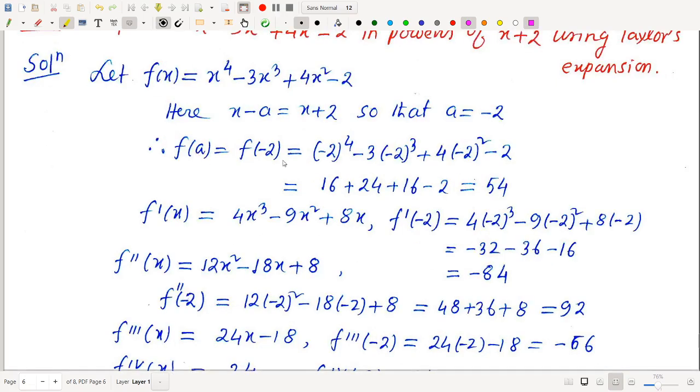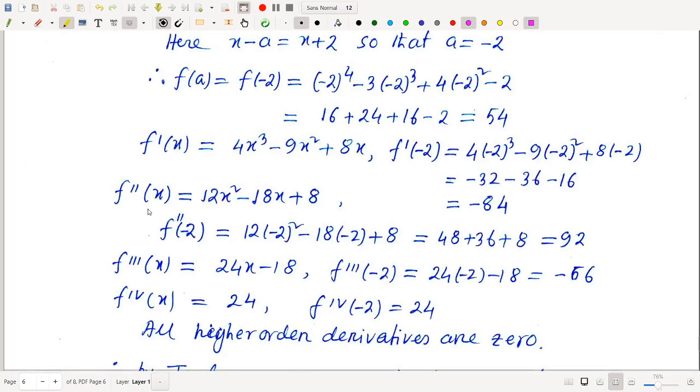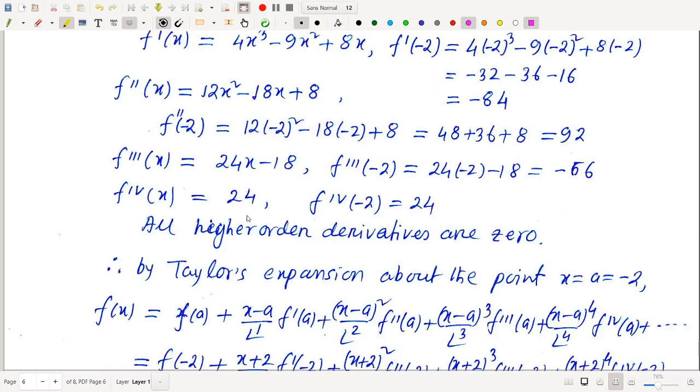So we find all the derivatives at minus 2. First f(a), that is f(minus 2), is calculated as 54. Then f'(x) is calculated and minus 2 substituted, f'(minus 2) is minus 84. Then f''(x) is calculated again and minus 2 substituted, the value is 92. f'''(x) calculated and value substituted, minus 66. The fourth derivative is 24, so at minus 2 also it is 24, and because it is constant, all higher derivatives from the fifth onwards will be 0.